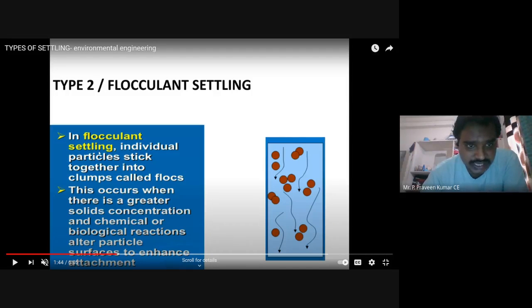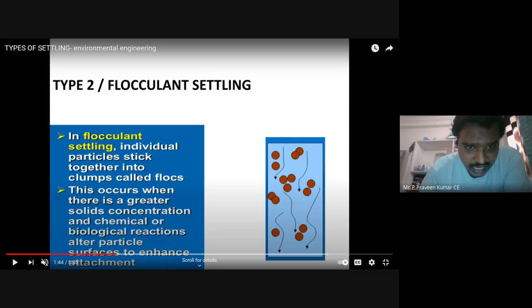See here, in flocculent settling, individual particles stick together into clumps called flocs. As I said before, when individual particles stick together with other particles, they become concentrated with other particles and form a group of particles, which will be named clumps or called flocs.